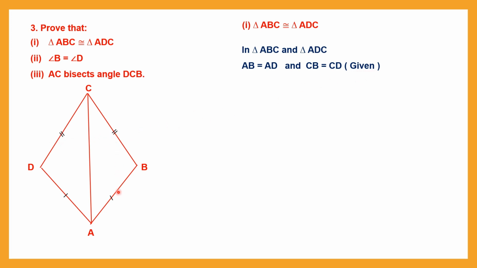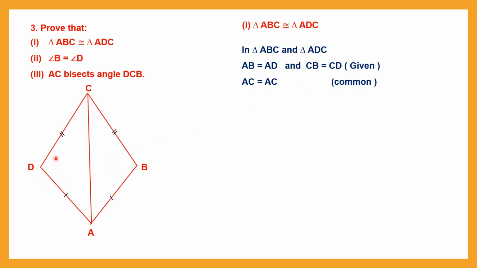So we know about two sides. What about the third side? The third side is AC. Now can you see that AC is a part of this triangle as well as a part of this triangle. So this is a common side, a side that is common to both the triangles. So we can say that AC is equal to AC, and the reason is common. They are common to both.